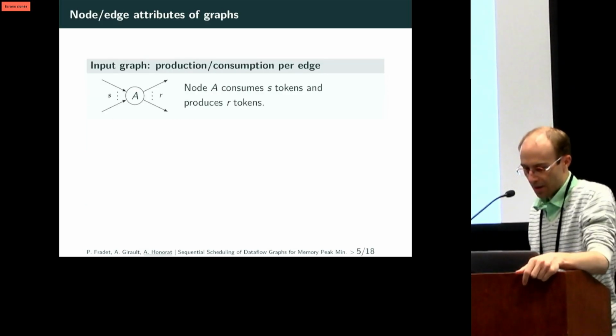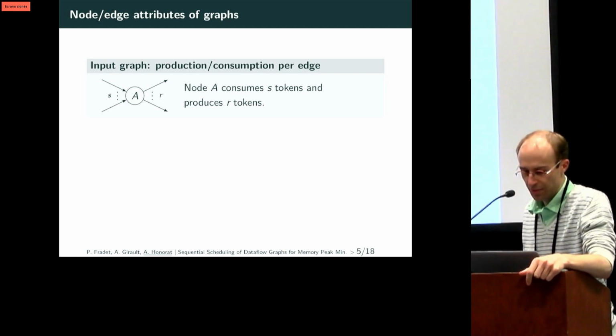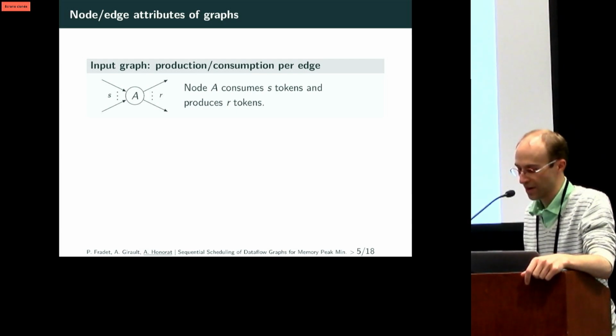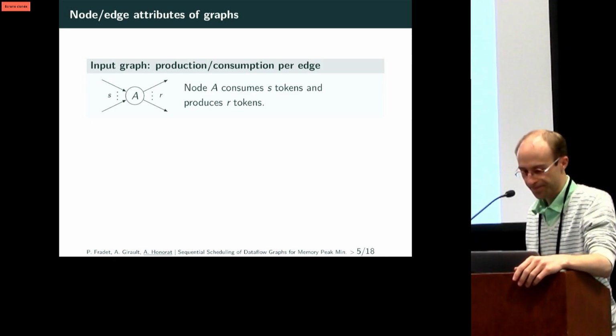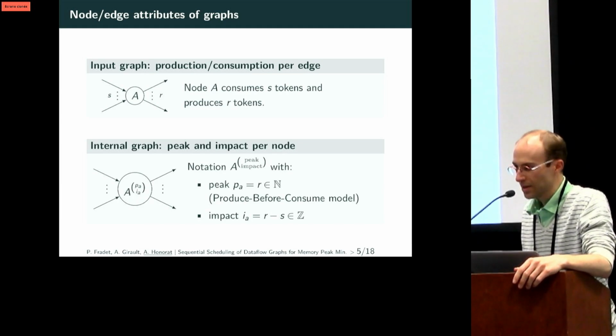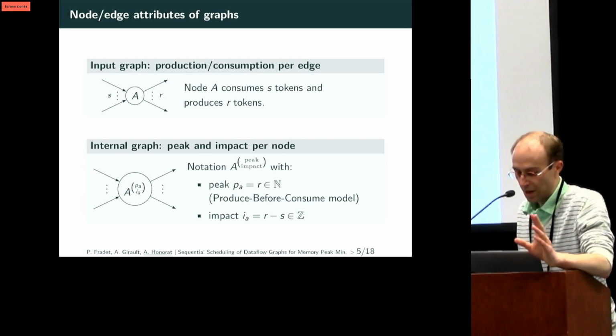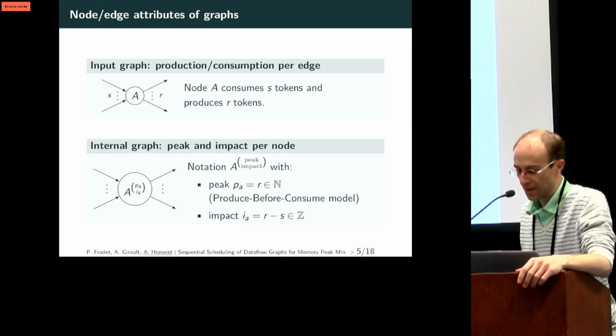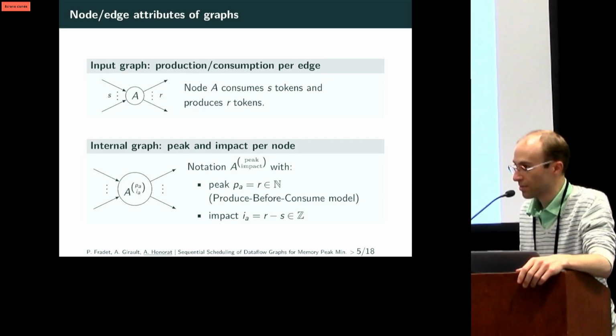Again, as an input, we consider a graph which has production and consumption rates per edge. In this case, node A consumes S tokens and produces R tokens, which are actually the sum over all the incoming and outgoing edges. But internally, we will consider another representation of the input graph, which has only peak and impact attributes per node, not anymore per edge.